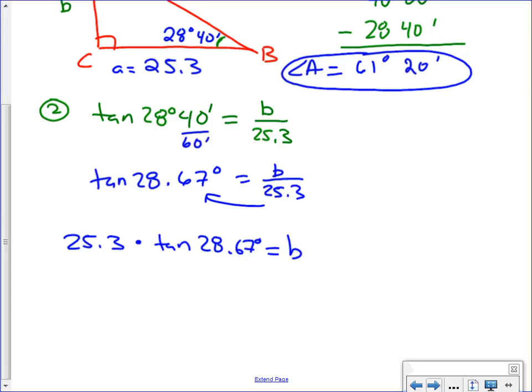Calculate. It is 13.83, but look at sig figs. You just have to round it to 13.8. So little b is 13.8.